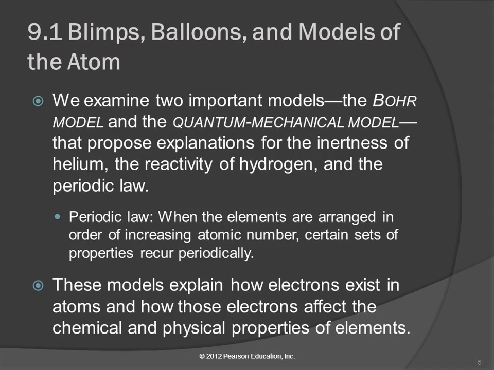These models help to explain how electrons exist in the atoms and how those electrons affect the chemical and physical properties of the elements. And I'll give you a little foreshadowing maybe. We're going to find that the periodic law has to do with the electrons. And the reason that we see these patterns in the periodic table has to do with patterns in the electrons.